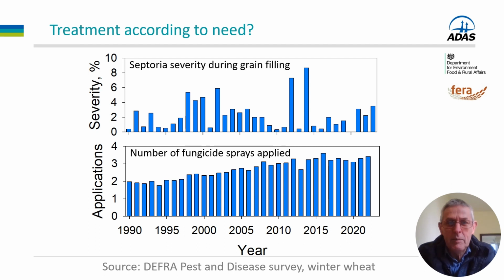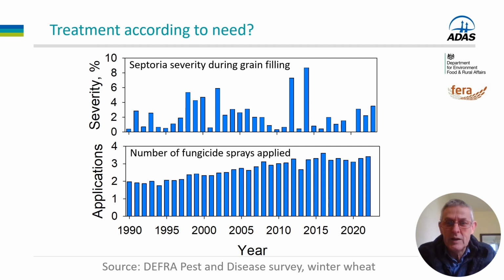But nevertheless, there are a couple of key points that come out of this analysis, comparing the number of fungicide sprays applied along the bottom with the severity of Septoria in the chart at the top. So the first thing is that it's hard to argue that we've been obtaining better control with the increased fungicide applications, and that's to a degree related to fungicide resistance issues, which we'll cover in a later video. But the other point is that we're not adjusting our fungicides according to the degree of risk.